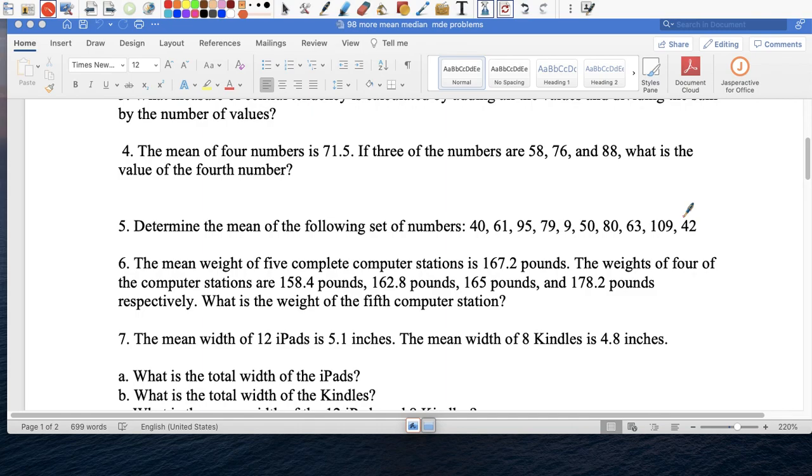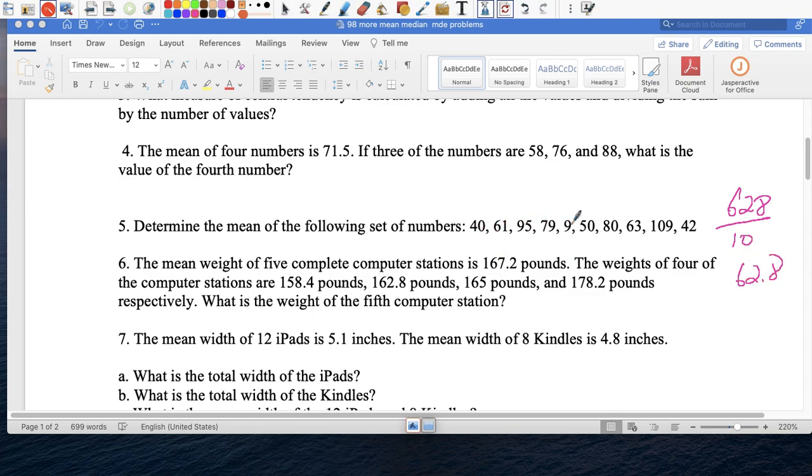Find the mean of all these numbers. Well, 40 plus 61 plus 95 plus 79 plus 9 plus 50 plus 80 plus 63 plus 109 plus 42. Enter. 628. 1, 2, 3, 4, 5, 6, 7, 8, 9, 10. Did I do something wrong? I got 628. I don't remember getting that. So we have 10, so it would be 62.8.